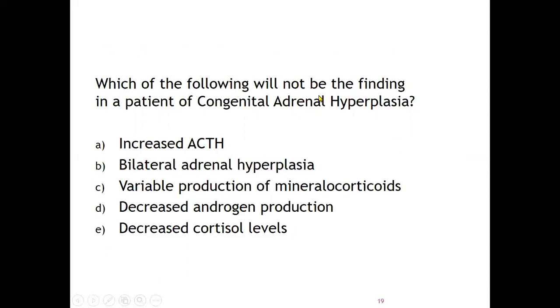Which of the following will not be the finding in a patient with CAH? Increased ACTH. It will be there surely because of the non-availability of cortisol. ACTH will continue to be secreted and act on the adrenal to produce more cortisol. So it will be there. Bilateral adrenal hyperplasia will be there, as the name suggests of CAH. Then variable production of mineralocorticoids, that will be variable aldosterone and others. Then decreased androgen production, and decreased cortisol level. This is definite. The answer would be very simple and straightforward if you follow that table or chart and keep it in mind. The answer will be decreased androgen production.